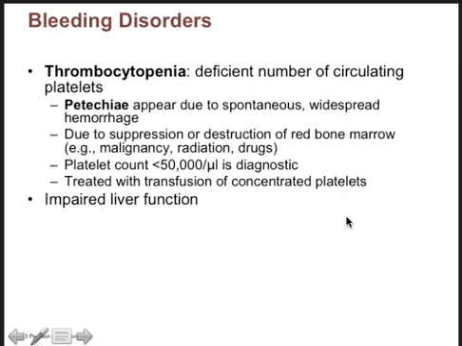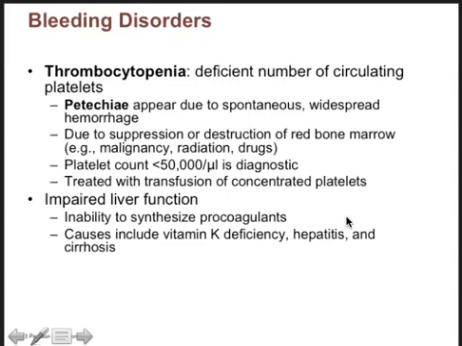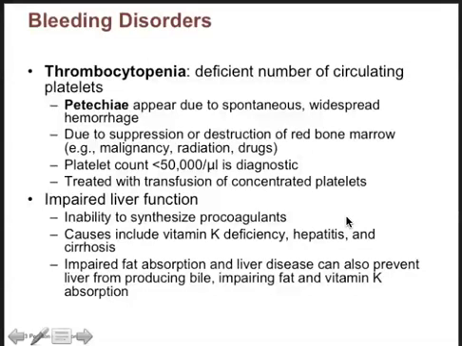Impaired liver function can also lead to bleeding disorders because the liver produces procoagulants. Causes include vitamin K deficiency, hepatitis, and cirrhosis. Cirrhosis is essentially the death of liver tissue, and as a result, the loss of liver function, often due to abusing recreational drugs or excessive intake of alcohol over an extended period of time. We can also have impaired fat absorption, and liver disease can also prevent the liver from producing bile, which impairs fat and vitamin K absorption.